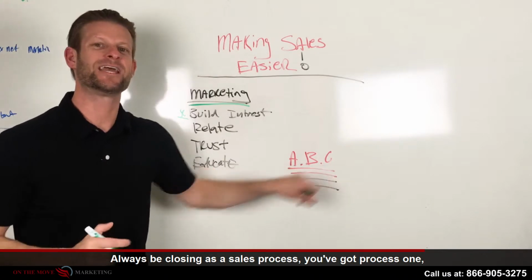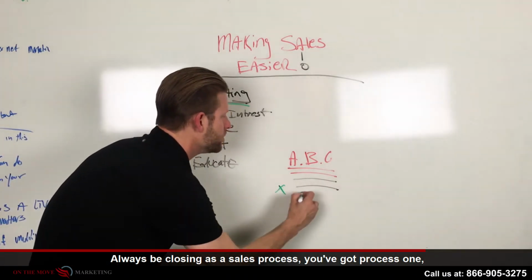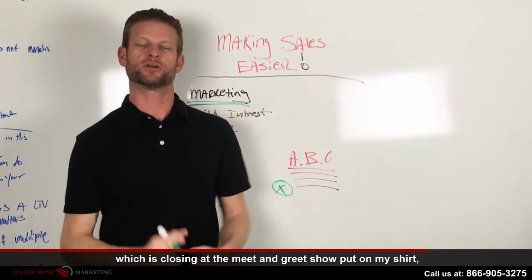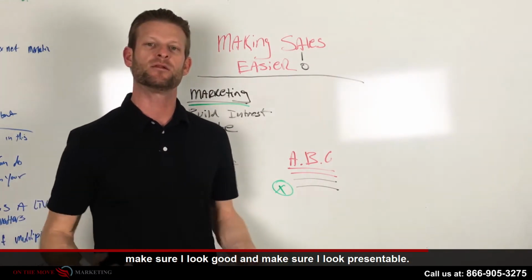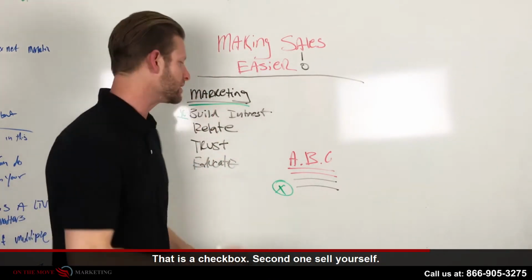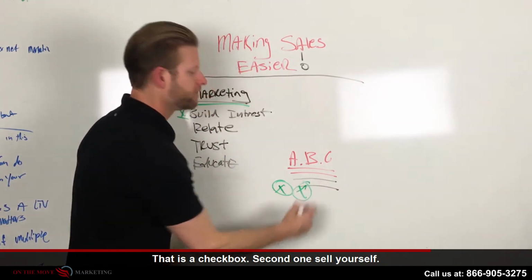Always Be Closing is a sales process. You've got process 1, which is close them at the meet and greet. Make sure I put on my shirt, make sure I look good, make sure I look presentable, make sure your staff and your salespeople look presentable. That is a checkbox.